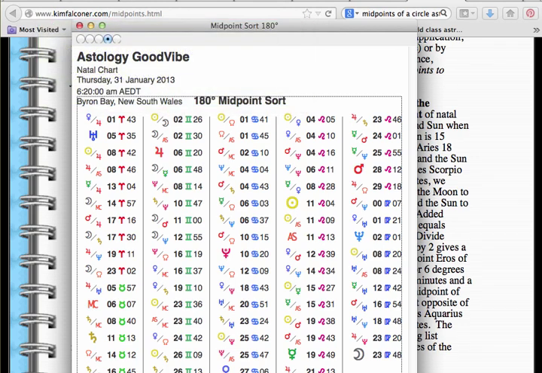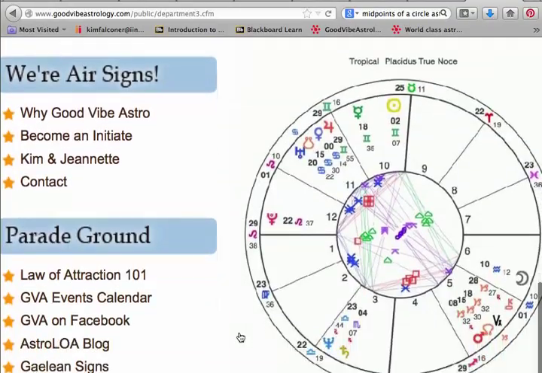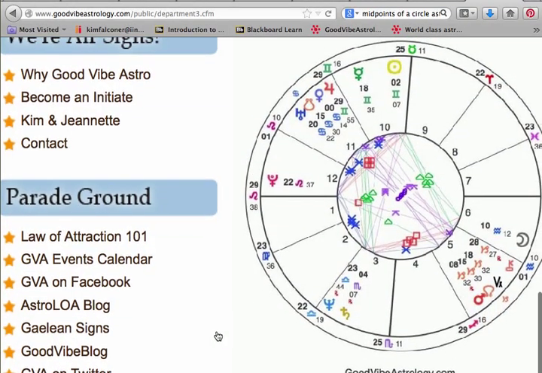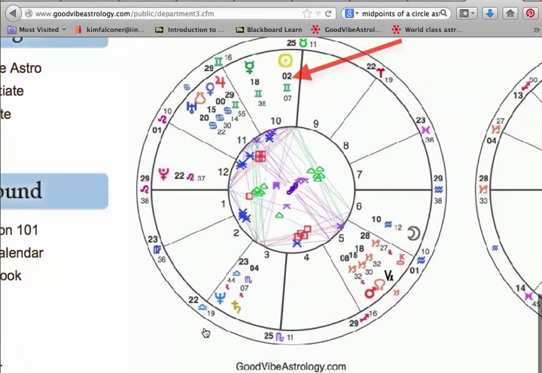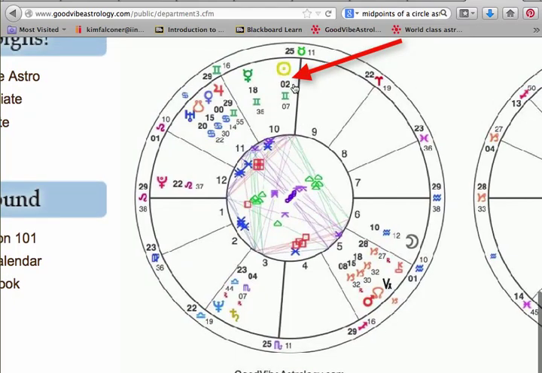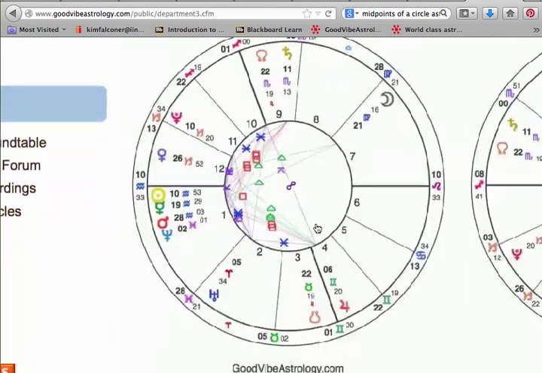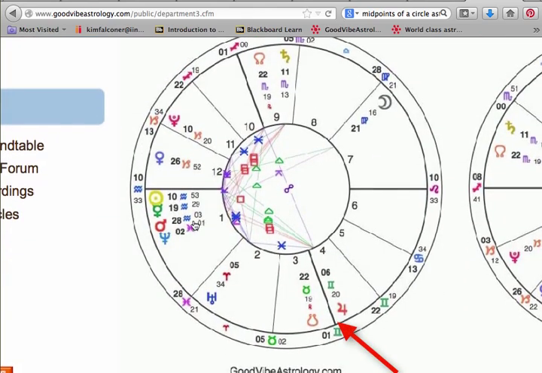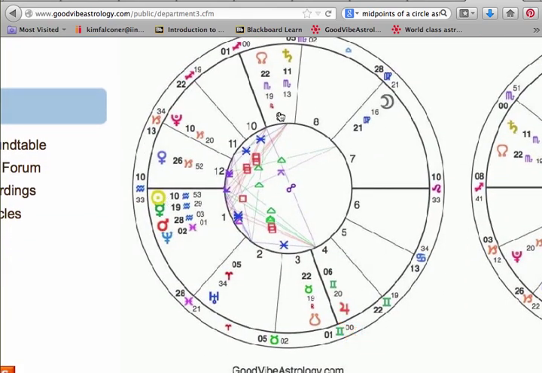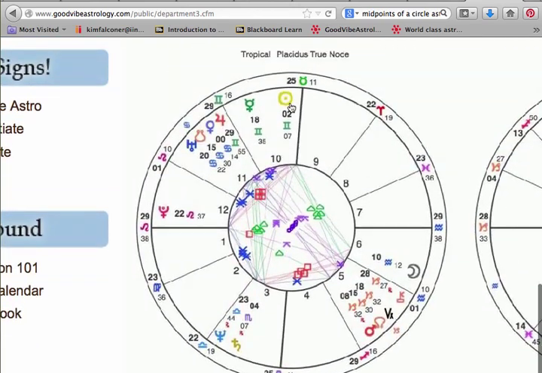What makes it even more interesting, if we go over here, and we can see my natal chart, one of the things you're going to notice right away is the sun, my natal sun, is 2 Gemini. So the actual midpoint between Good Vibe Astrology's sun and moon, I have the sun conjunct. So I become a channel for this energy of Good Vibe Astrology.